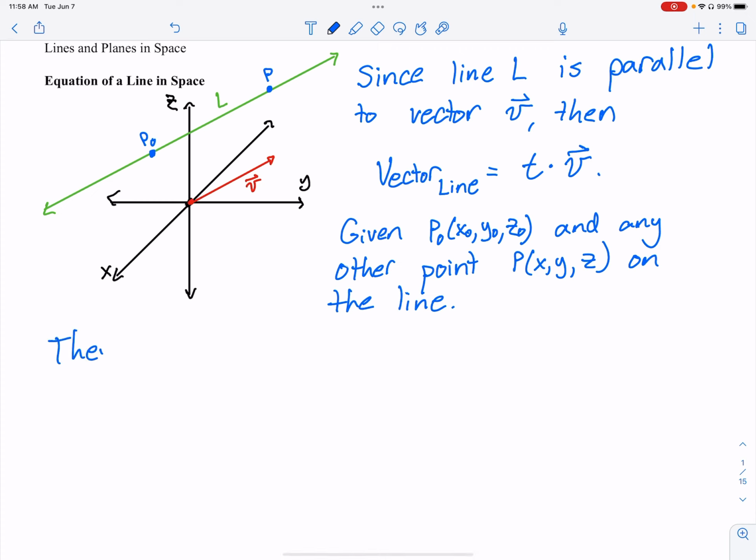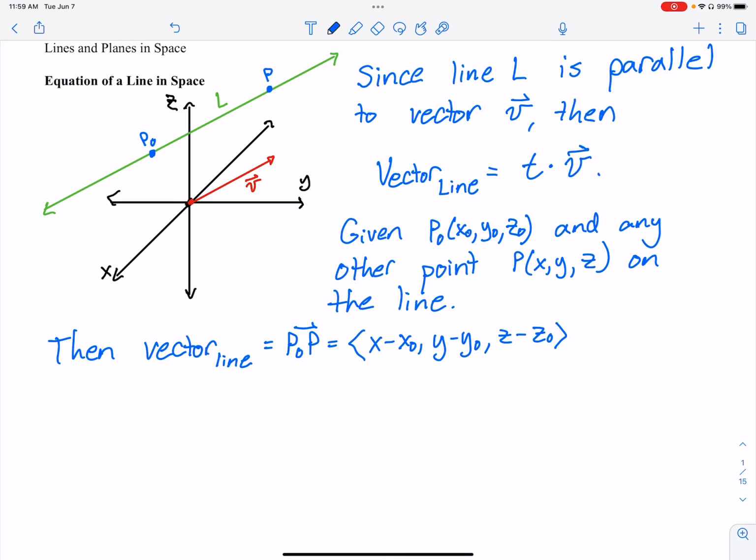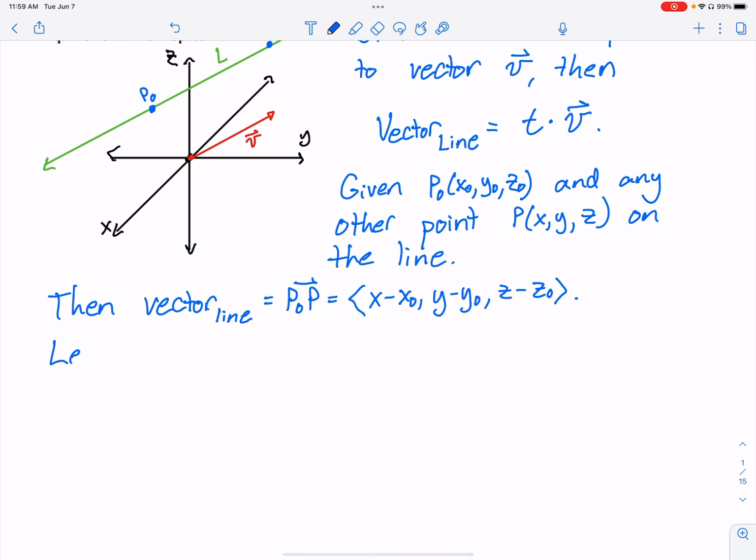The vector for the line, so I'll put this line notation here, that is from P naught to P, so we get this notation, which is x minus x naught for the first coordinate, y minus y naught for the second, and z minus z naught for the third. This is a vector that's on my green line. Also, let V be my directional vector, I want the line to be in that same direction. We're going to call this A, B, C, in parentheses. This is the directional vector.